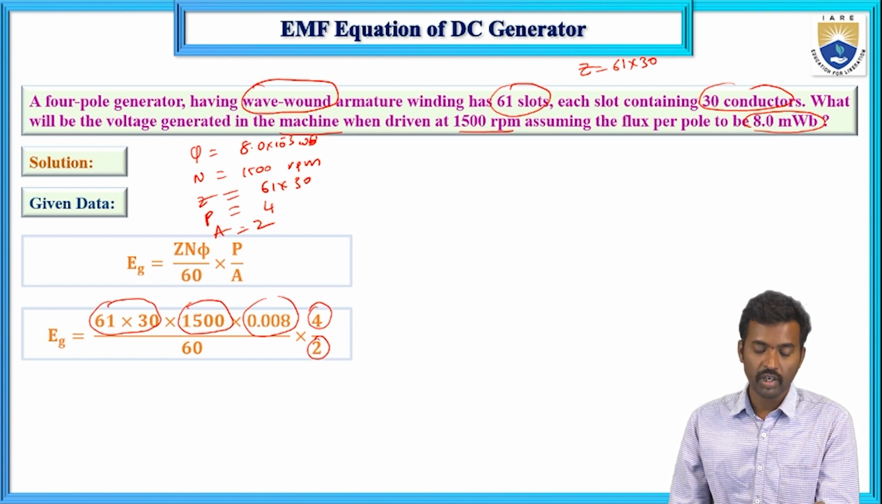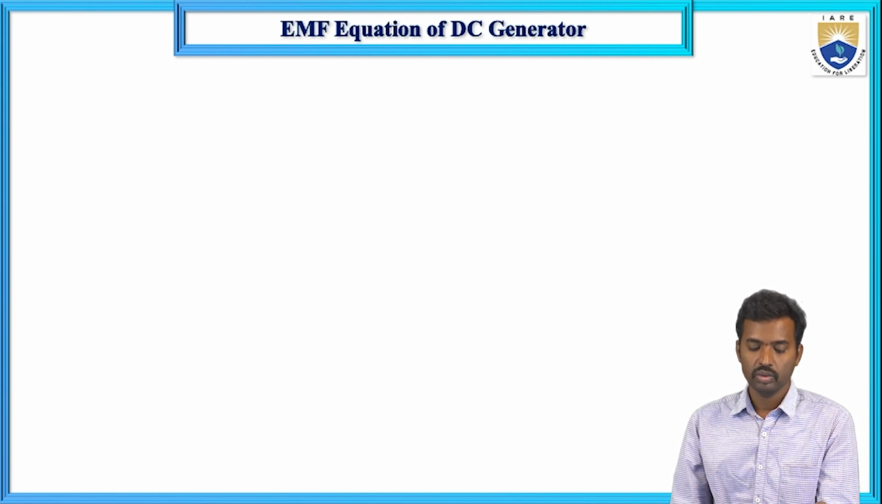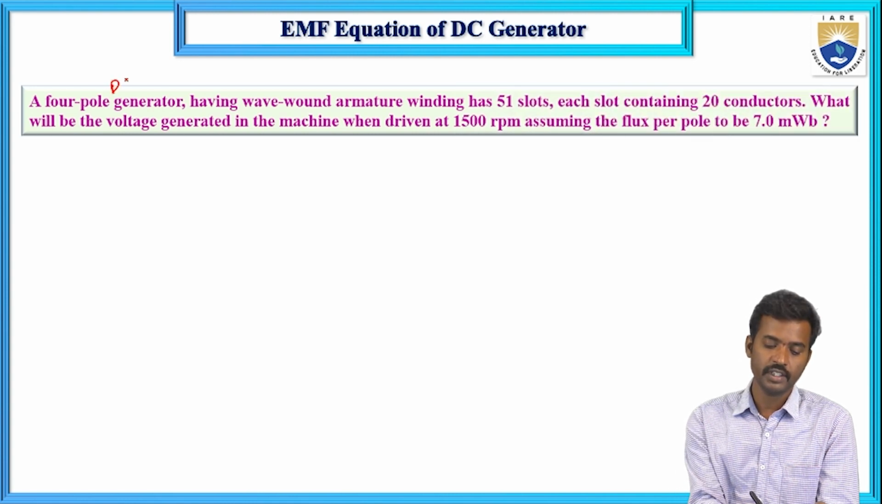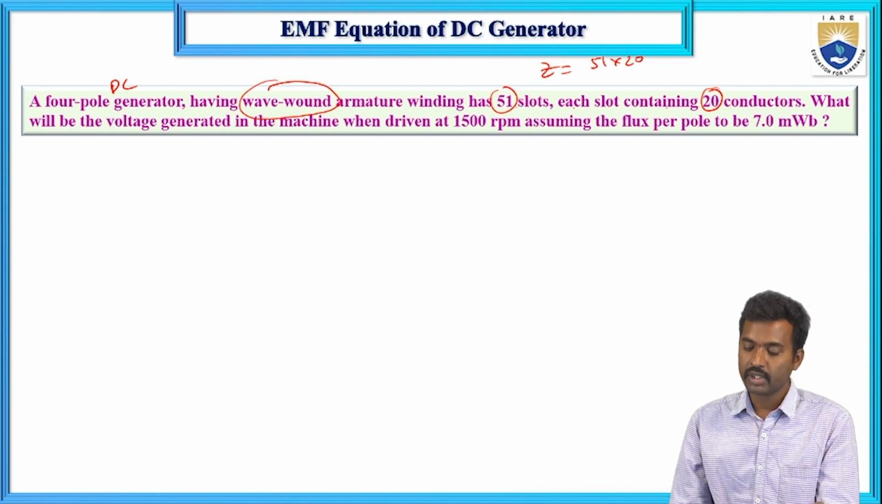Now the simplified value, if you simplify this one, that induced EMF equals 732 volts. Now, second problem: a 4-pole DC generator having wave wound, same type of problem. The armature winding has 51 slots, each slot containing 20 conductors. So total number of conductors Z equals 51 into 20.